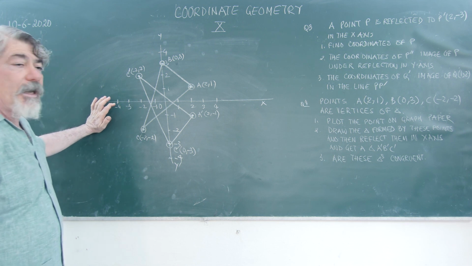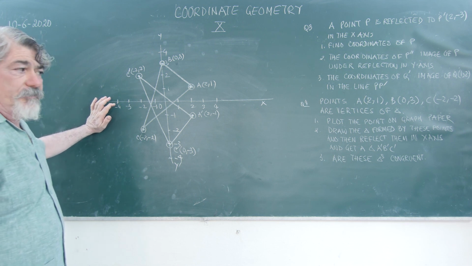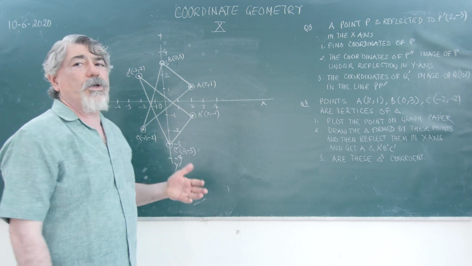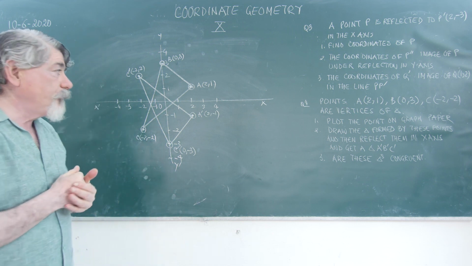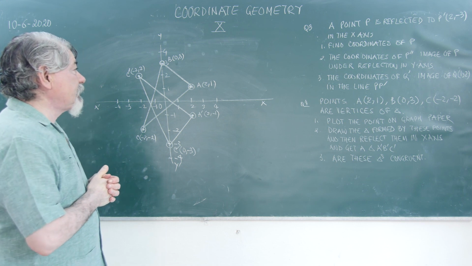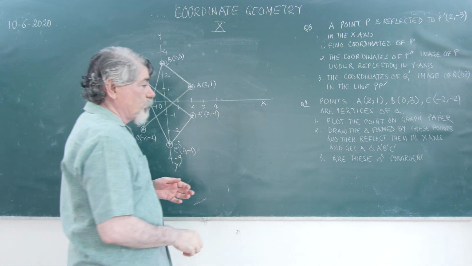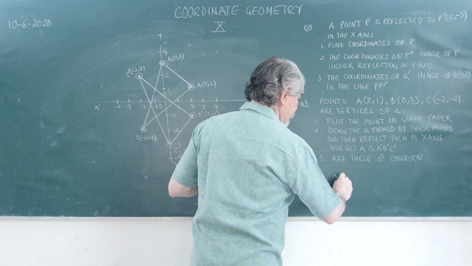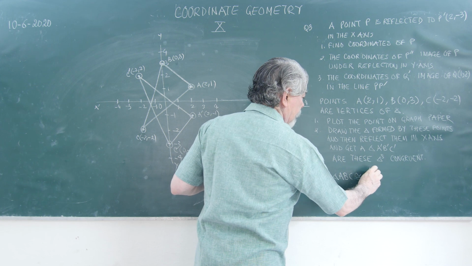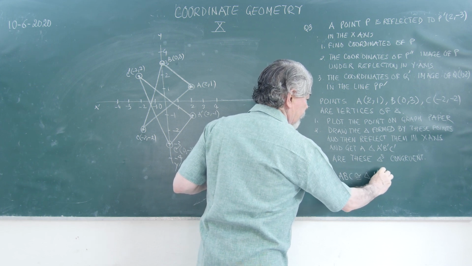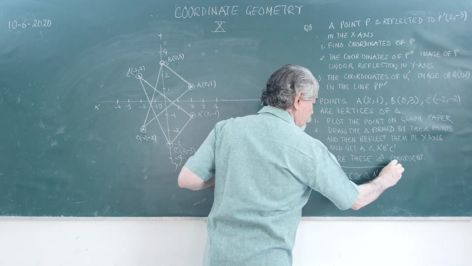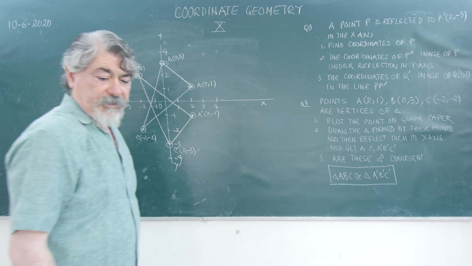Now he says, are these triangles congruent? Congruent means, are they equal to each other in each and every respect? If you measure the length of their sides, they will be exactly equal. So triangle ABC will be congruent to triangle A dash, B dash, C dash.